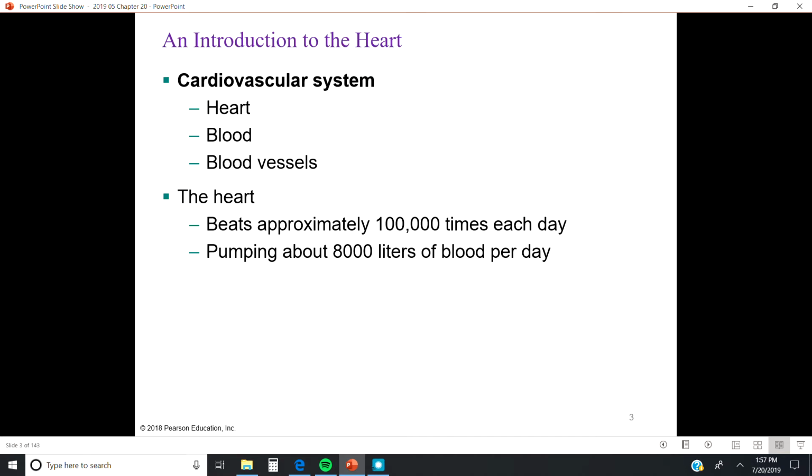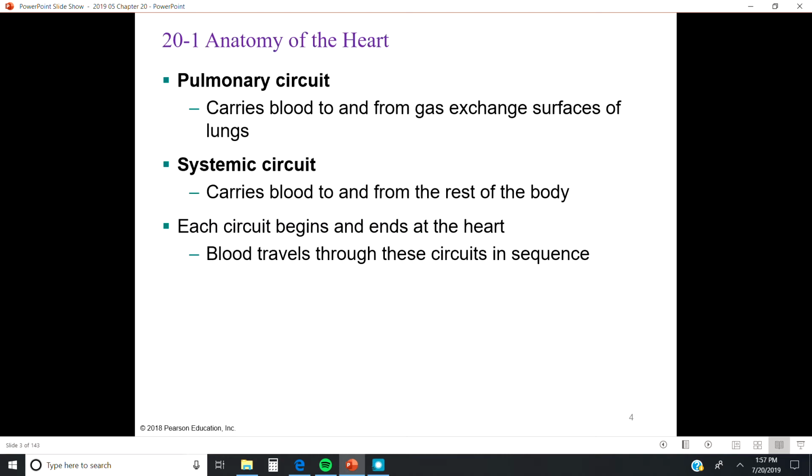So the heart is part of a system known as the cardiovascular system. In addition to the heart, that includes the blood that the heart is pumping, and then all of the blood vessels that the blood is being pumped into. We're going to see there's a combination of arteries and veins and capillaries. They make up the blood vessels. Now, the heart beats about 100,000 times each day, and it pumps about 8,000 liters of blood per day. Very active tissue. So let's take a look at the pulmonary and the systemic circuits.